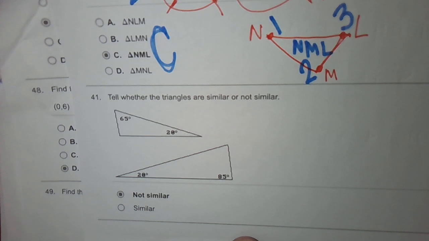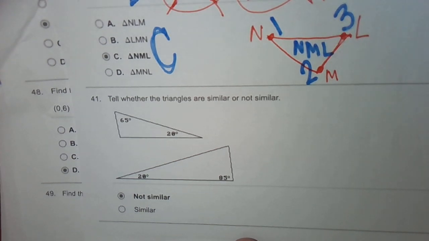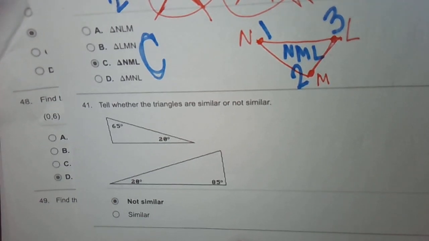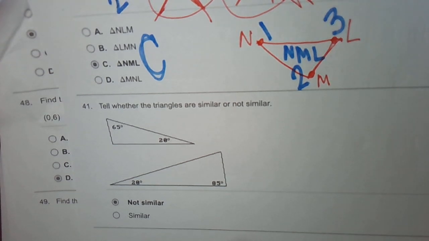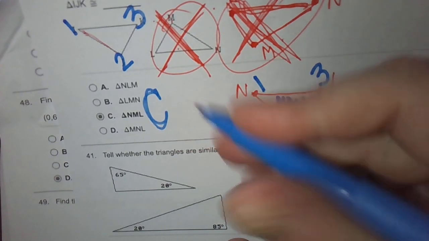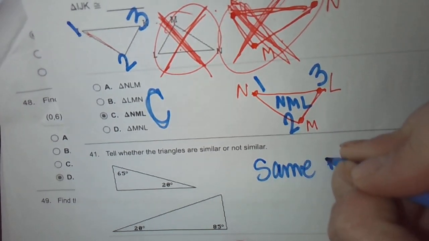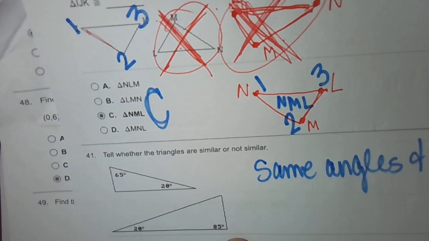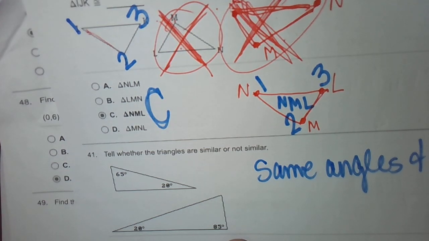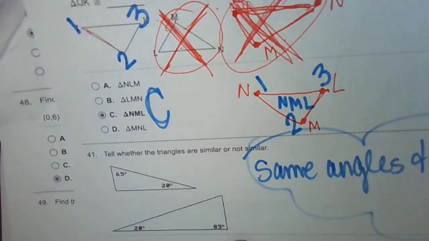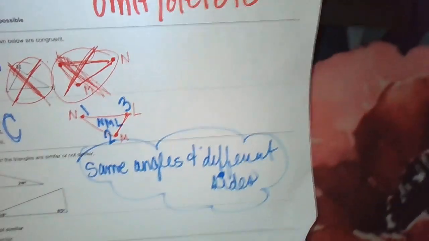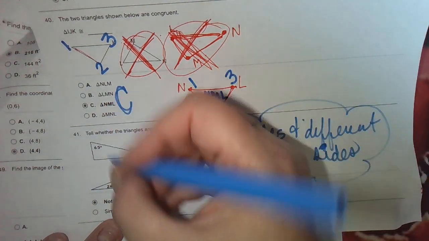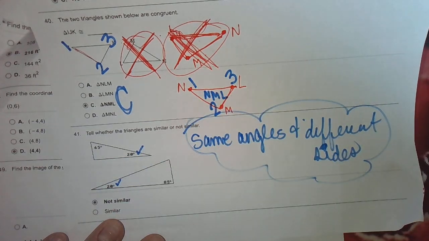41 says, tell whether the triangles are similar or not similar. Okay. Similar means they have the same angles, but different sides. If you want to write that on your cheat sheet. Okay, so let's see if we have the same angles and different sides. Well, they don't even tell us the sides, so. Okay, now let's look at the angles. I have a 20 and a 20, okay?